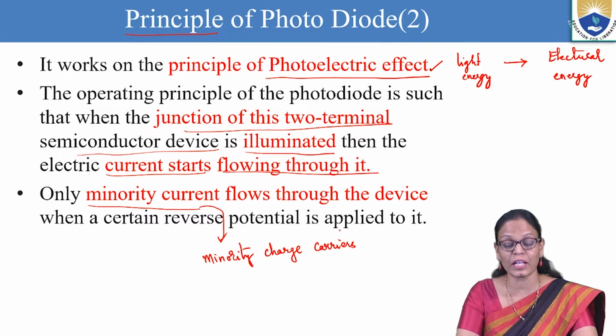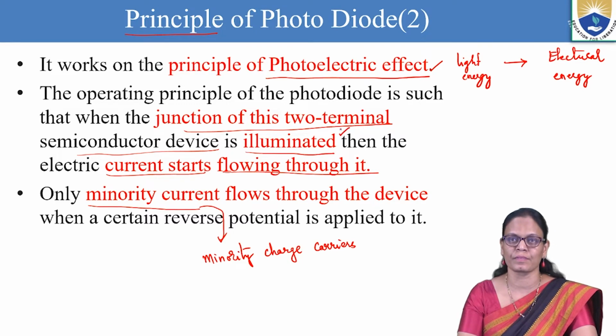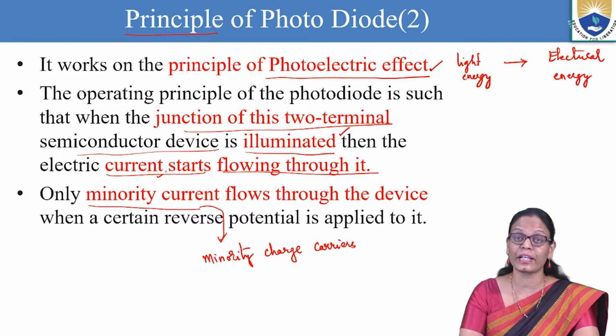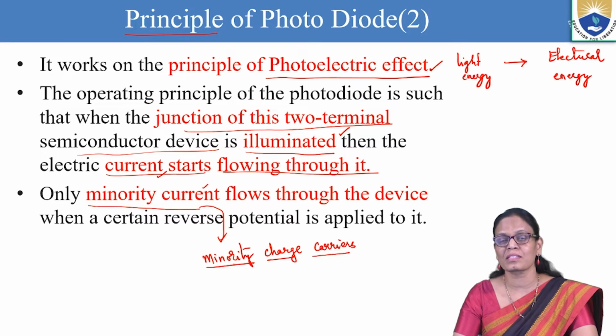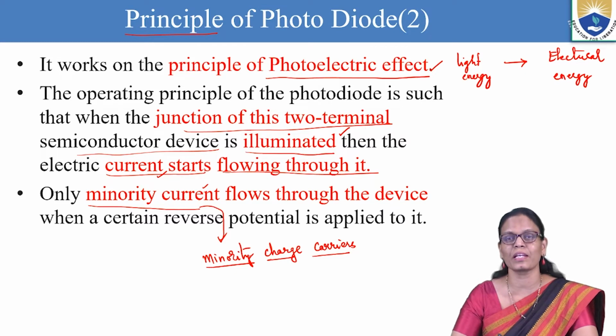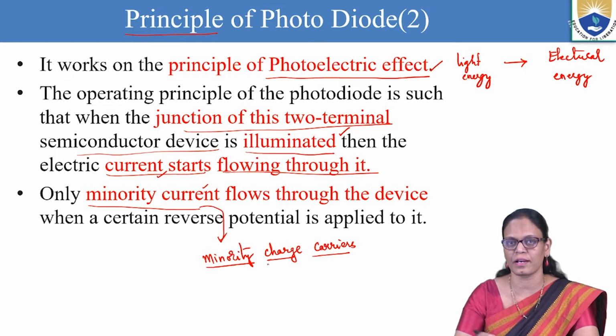Whenever we take a PN junction diode, connect it in reverse bias and illuminate it, then what are we getting? We are getting current. And this current is very small, so we call it minority current. And this minority current is due to the minority charge carriers. When we study the working of the photodiode, we will understand what these minority charge carriers are.